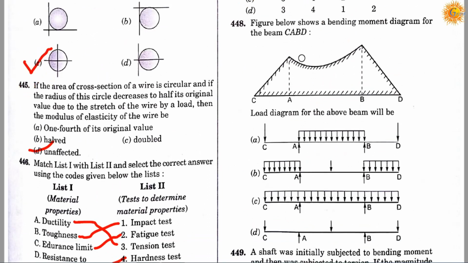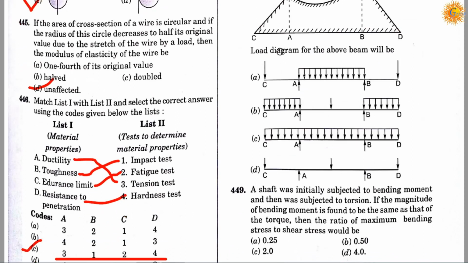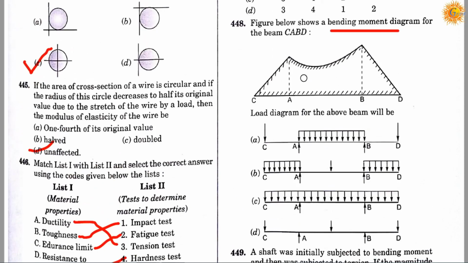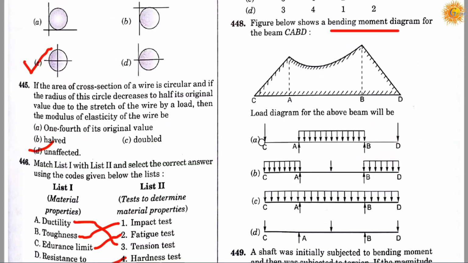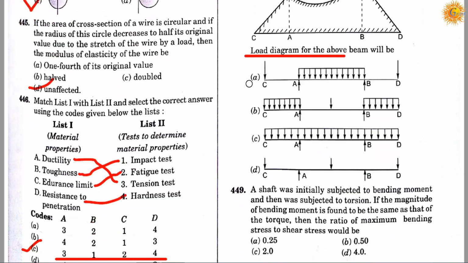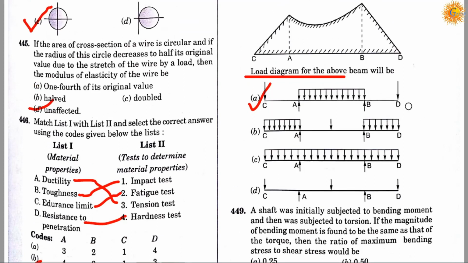Question number 448. Figure below shows a bending moment diagram for the beam CABD. For this beam, it's a bending moment diagram, and the load diagram, that is the beam, and bending moment diagram is given below ABCD. So which one will be correct? Load diagram for the above beam will be load diagram. So here correct answer is A. A will be correct answer. You can check it here.